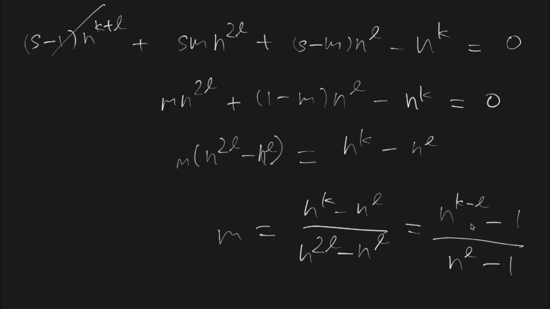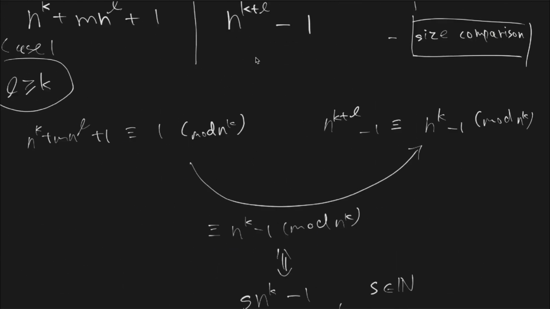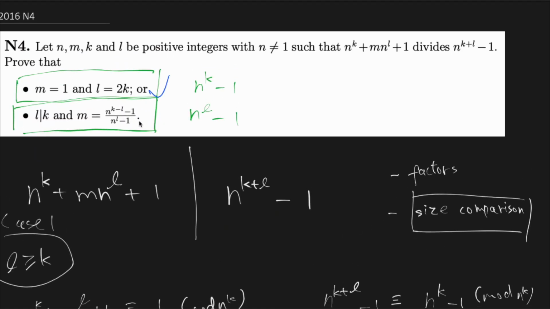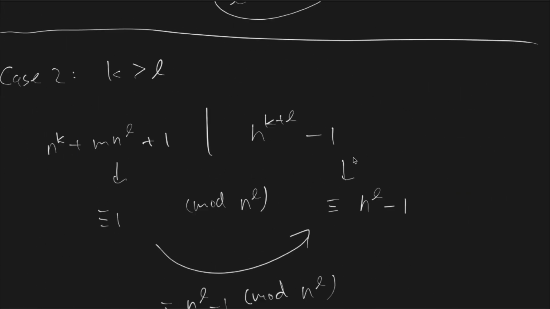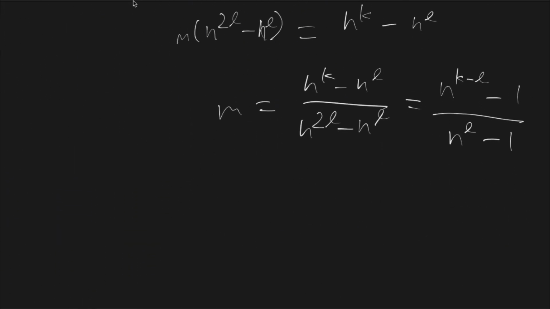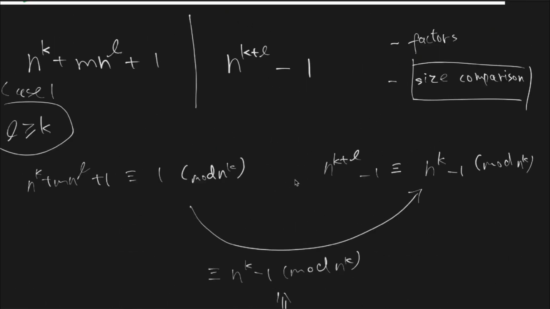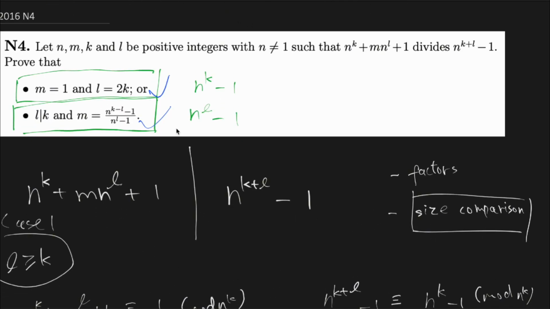Alright, and so this is actually looking exactly like our case over here. For the l divided by k, since m is an integer, we must have this thing be an integer, which just means that l divides k minus l, so l divides k. Yeah, so that is the conclusion of our second case, and we have done both cases and we solved the problem.